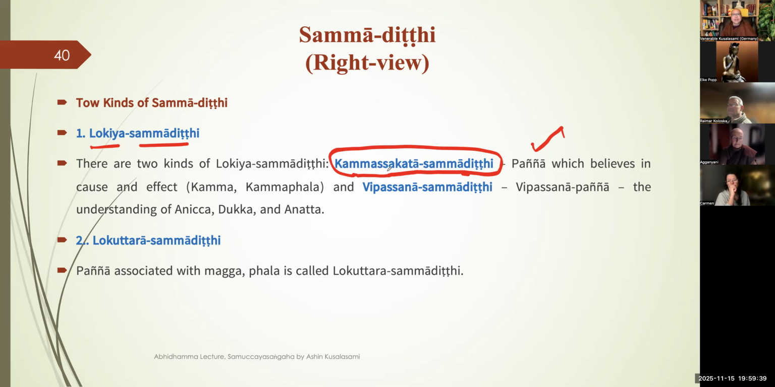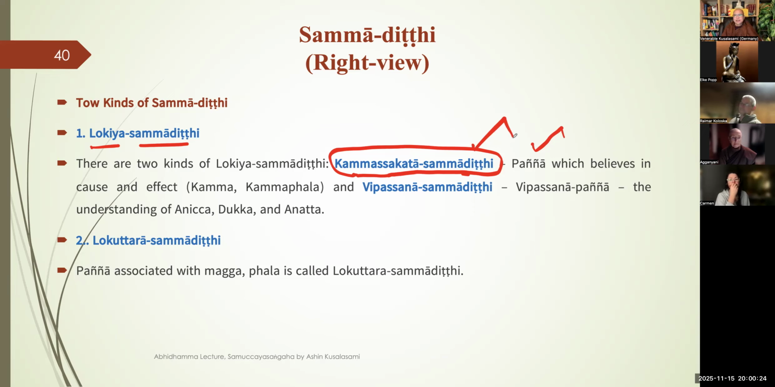So what is believing in cause and effect? If I kill, yeah, killing is not good. Killing has bad consequences. So they believe that stealing is not good. Stealing has bad consequences. So they believe that. So then they have Kammasakata Samma ditthi to some extent, yeah, partly. So that's why Kammasakata Samma ditthi can be found not only in Buddhist people.